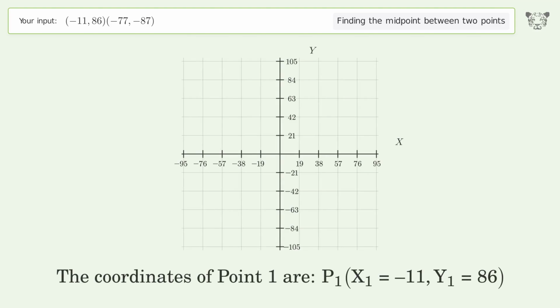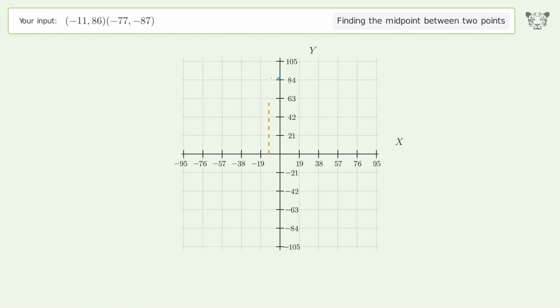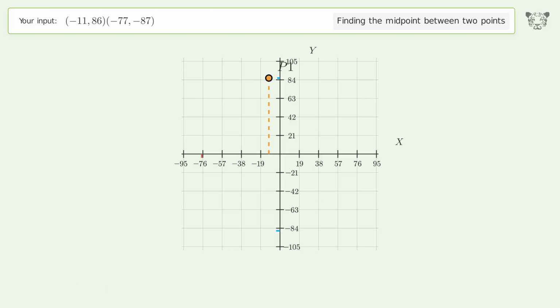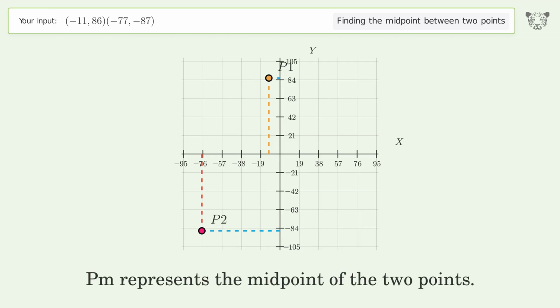The coordinates of point 1 are, x1 equals -11, y1 equals 86. The coordinates of point 2 are, x2 equals -77, y2 equals -87. PM represents the midpoint of the 2 points.